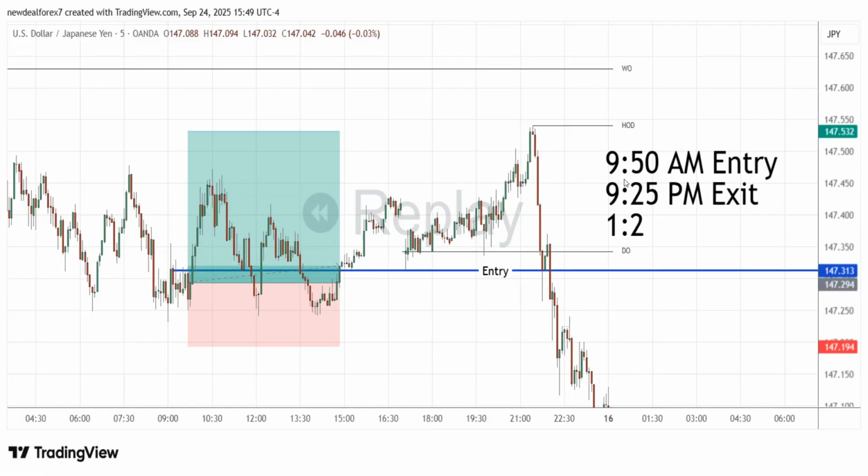So this would have been an entry at 9:50 a.m. and 9:25 p.m. would have been the exit. But you want to get what you can, because by the time Asia showed up, price tanked.